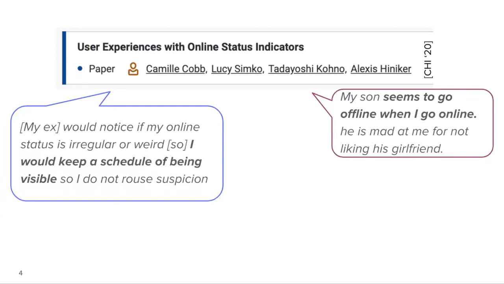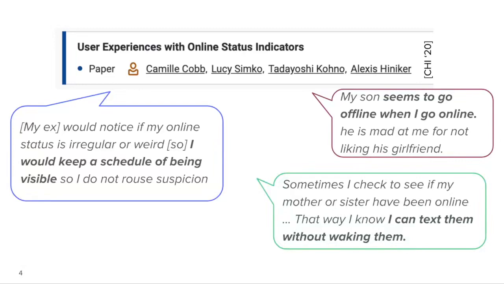In some cases, participants discussed actively observing other people's OSIs rather than just passively noticing them while they're using the app. For example, one participant said she sometimes checks to see if her mother or sister have been online. That way she can know whether or not it's okay to text them without waking them up.